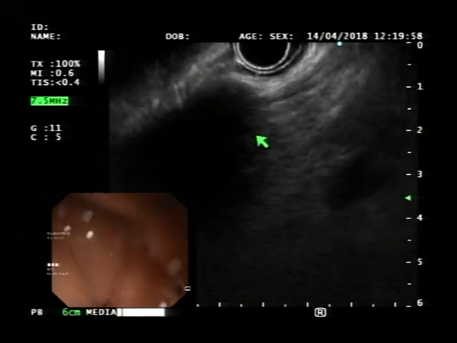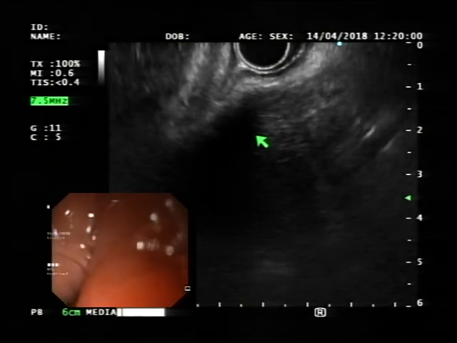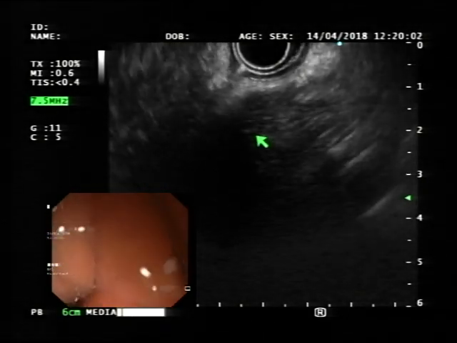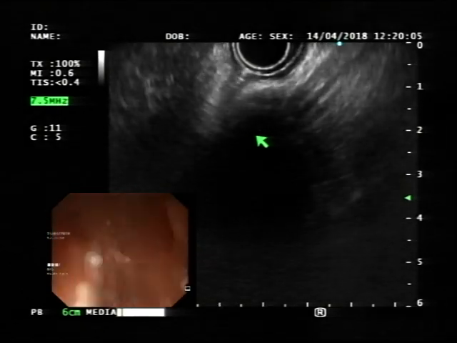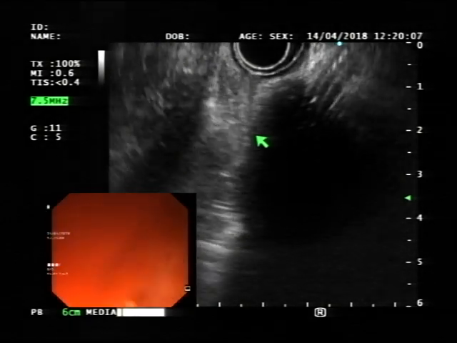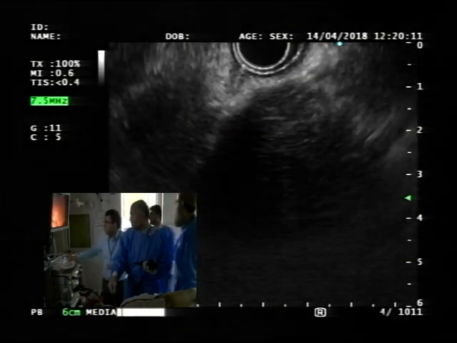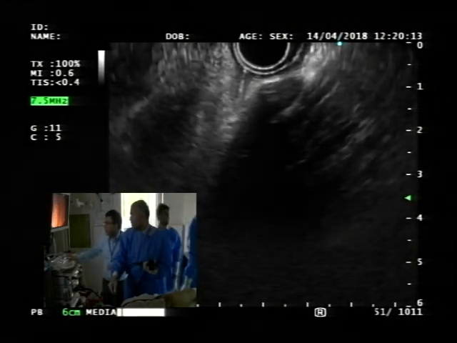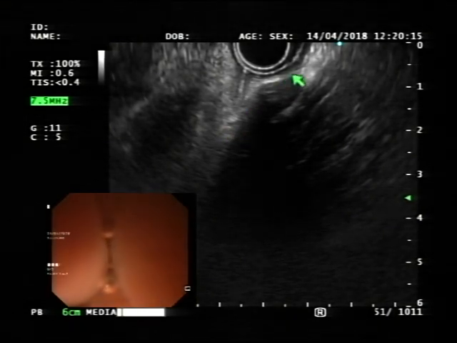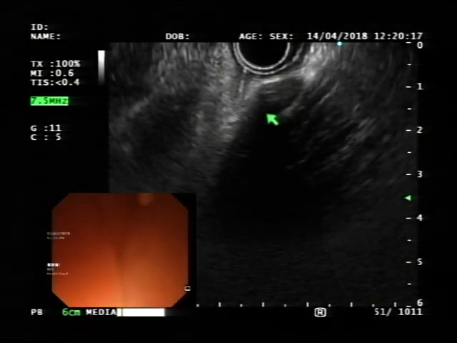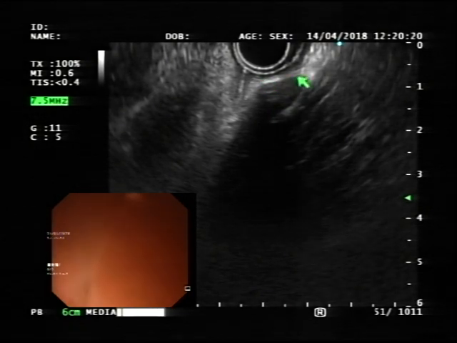Something calcified. Yeah, we need to look: did this patient undergo a CT scan? I just asked that. I'm not sure. Do the doctors know that? There it is. There you go. Okay. Did you see that right there? Yes, we can see it. Yeah. Right there. But the wall is going over it.